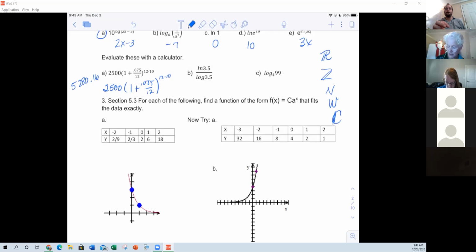So remember that the change of basis formula is the log of this number divided by the log of this number. So if you take the log of 99 divided by the log of 4, you wind up with 3.3. All right, and then B, you just plug it straight in the calculator, ln 3.5 divided by log 3.5. As long as you know where those buttons are in your calculator, you should have gotten about 2.3.